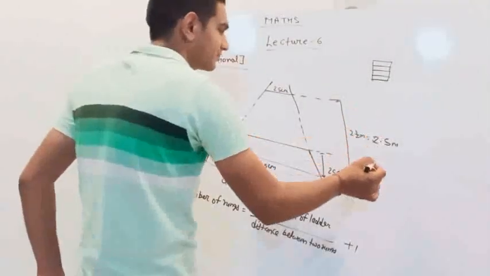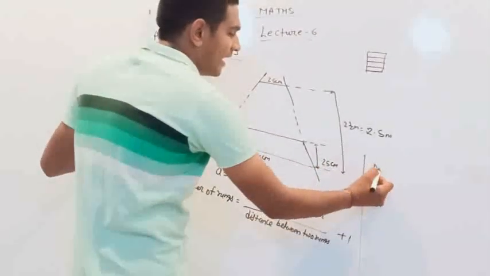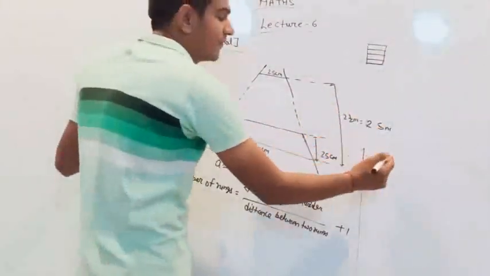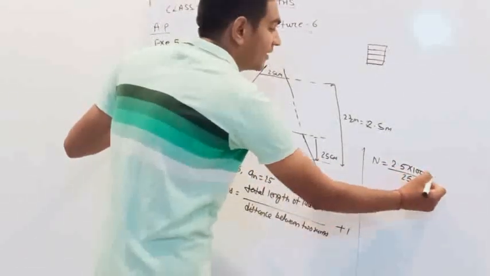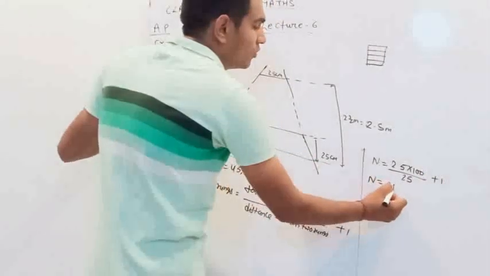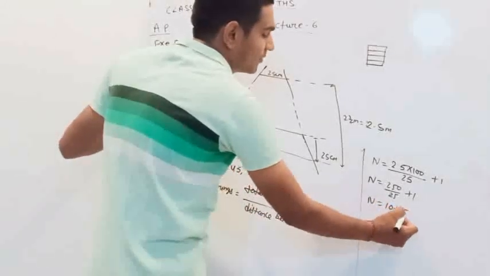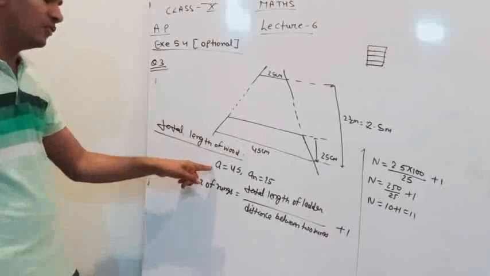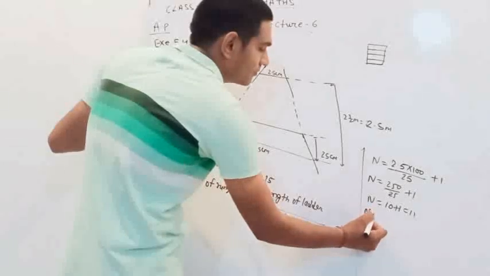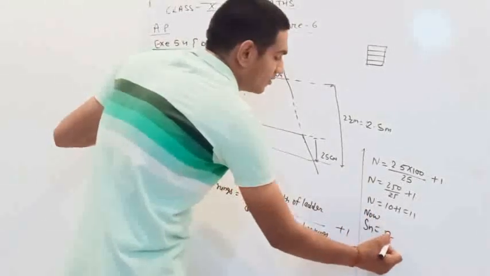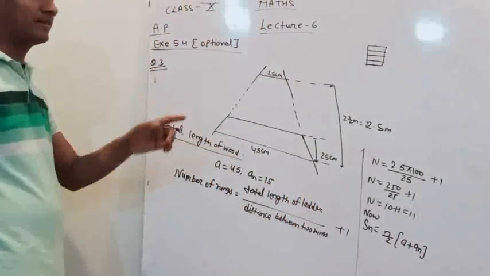Now we will substitute these values in the formula. So the number of rungs, and total length of the ladder is 2.5 meter, convert to centimeter, divide by 25 plus 1. So n value, 250 divided by 25 plus 1. What will the n value come? 10 plus 1 is equal to 11. a value given, n value will come now. Sn is n by 2 into a plus an. So total number of rungs is 11.